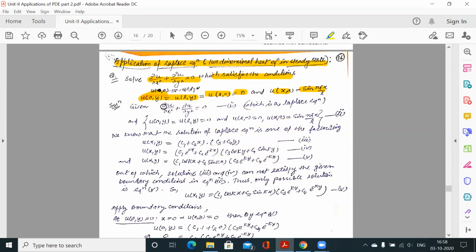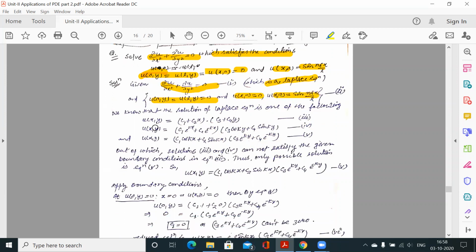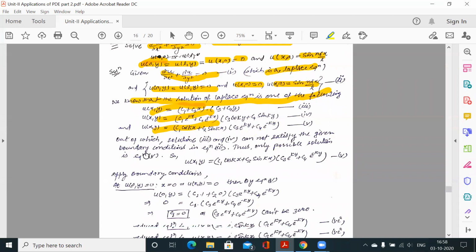So this is the Laplace equation, and these are the four boundary conditions. We know that the solution of the Laplace equation is one of the following: case 1 when k is 0, when k is positive, and when k is negative. Out of these, the third and fourth solutions cannot satisfy the given boundary conditions because it is a heat equation. So the only possible solution is equation fifth, the case 3 solution where k is negative.